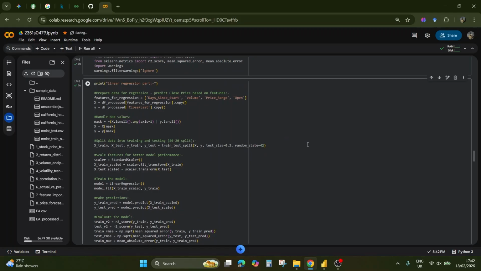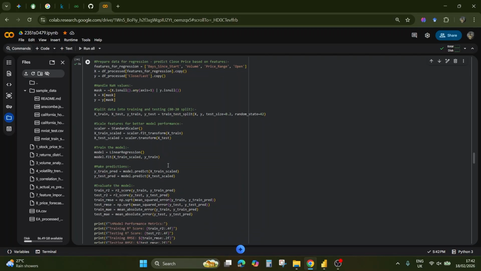I trained a linear regression model to forecast EA stock prices based on historical patterns. The model uses four features: the number of trading days since the analysis start date, daily trading volume, daily price volatility, and opening prices. The model was trained on 80% of the data, approximately 1,000 trading days, with the remaining 20% held out for testing to verify accuracy.